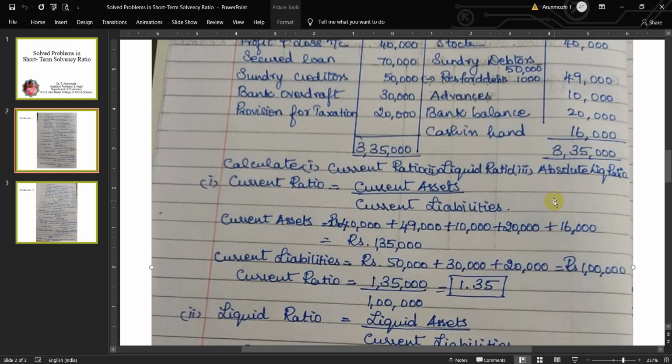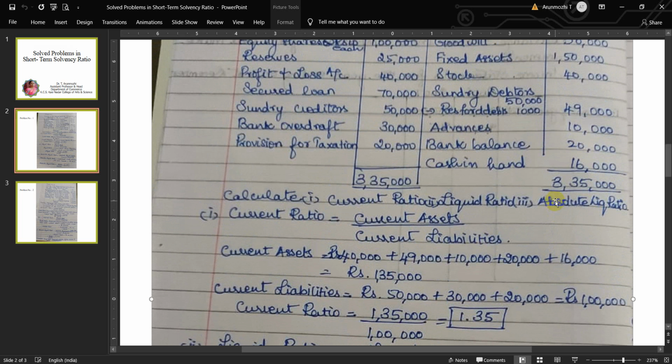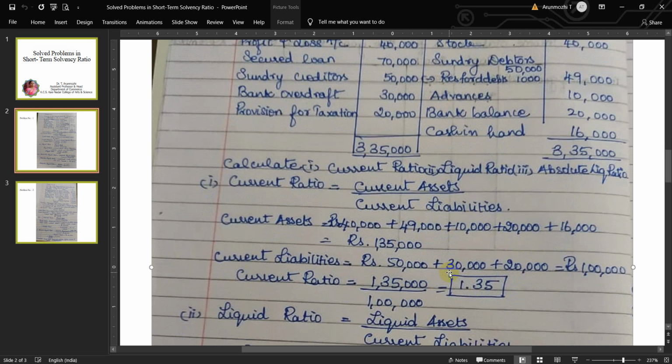Here, for current assets, goodwill is an intangible asset, and we don't take the fixed assets. Stock we have with 40,000 and sundry debtors we have with 49,000. Advances of 10,000. Bank balance of 20,000 and cash in hand as 10,000. So your current assets are 1,35,000.